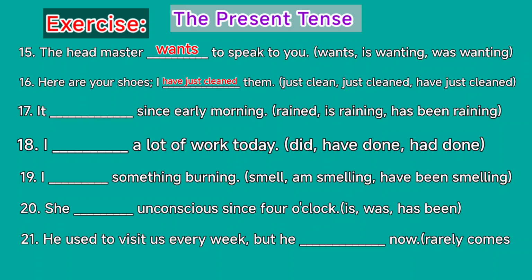It dash since early morning. Since early morning means from this early morning, a continuation of that action. Raining, it is the action continuing, and of course it started at a particular time in the past, right? That is here since early morning. Early morning started and it is going on. So present perfect continuous tense.